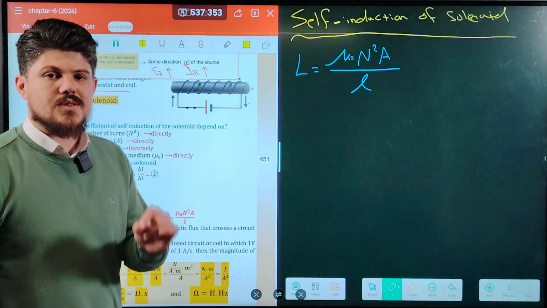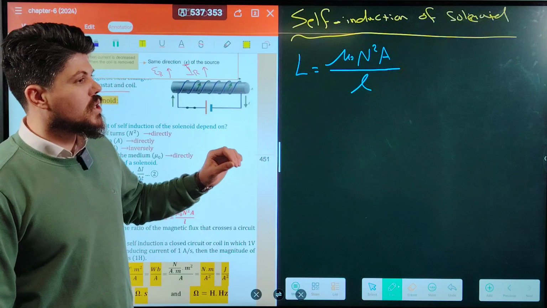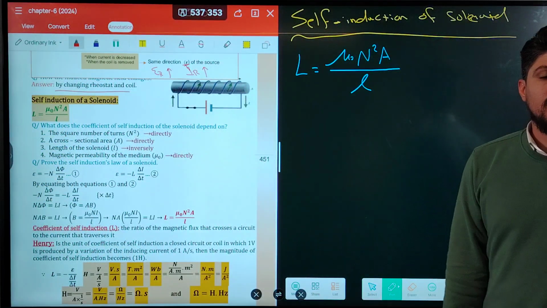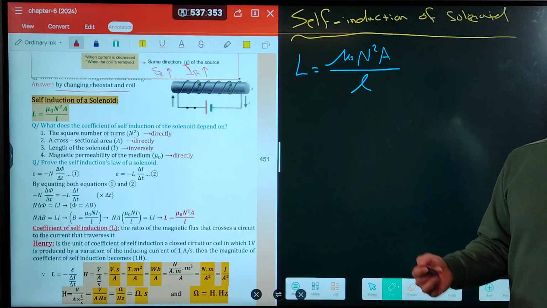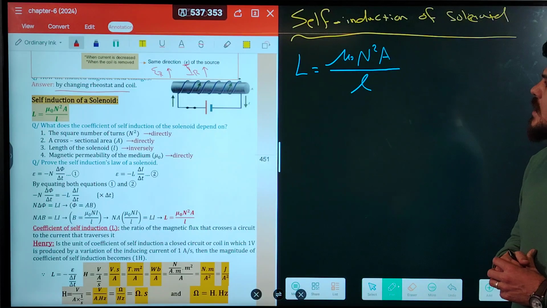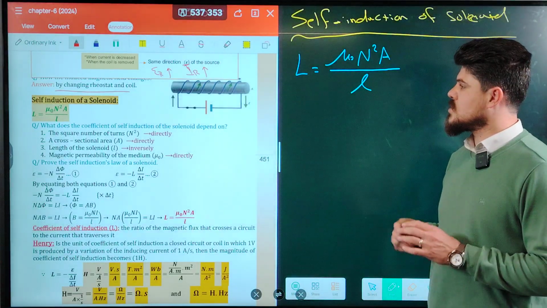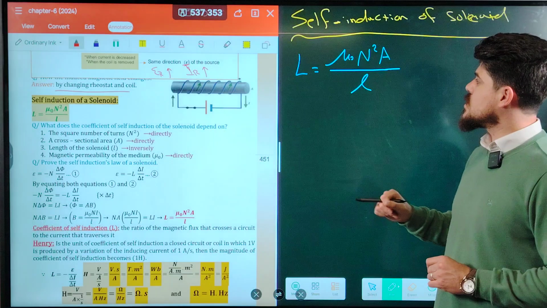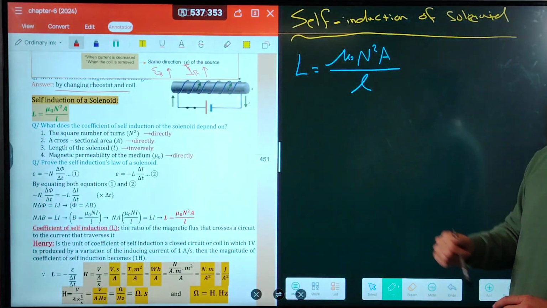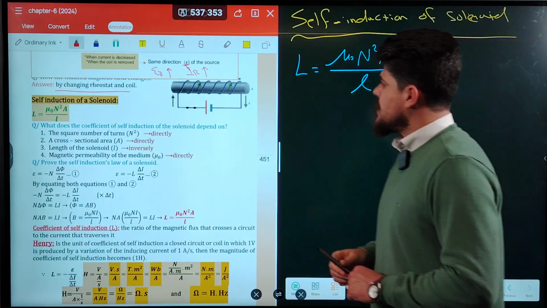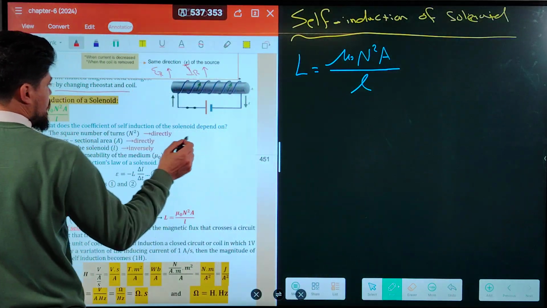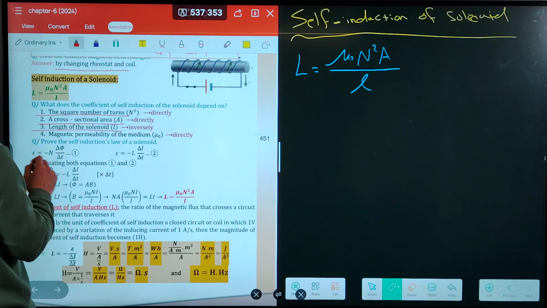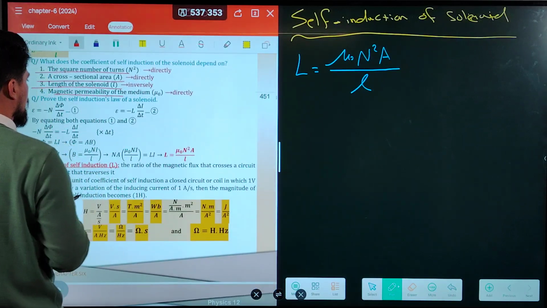What does the coefficient of self-induction depend on? The coefficient of self-induction depends on the permeability, the square of the number of turns, the area of the solenoid, and the length of the solenoid. The coefficient of self-induction is inversely proportional to the length of the coil, but it is directly proportional to the permeability, the square of the number of turns, and the area. What does the coefficient of self-induction depend on? The square of the number of turns, cross-section area directly, length inversely, and magnetic permeability mu directly proportional.